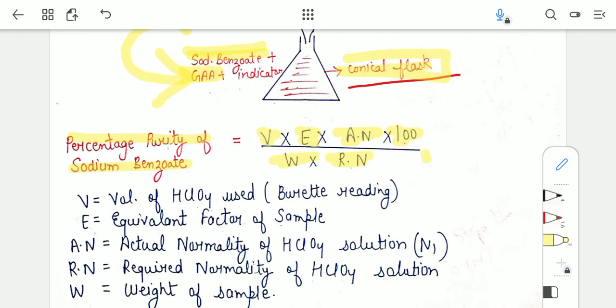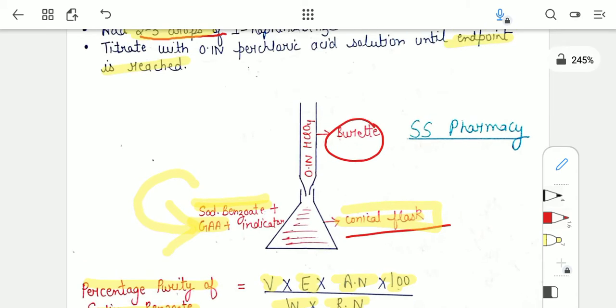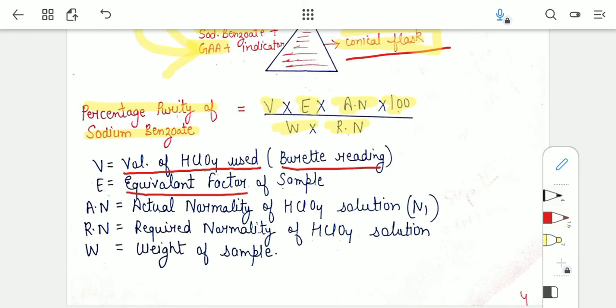Okay, so V here stands for the volume of perchloric acid used, which we can calculate from the burette reading. In the burette, this is our burette, we have taken perchloric acid here. So from the readings we can calculate how much perchloric acid has been used. Okay, so E is the equivalent factor of sample. This we will see how to calculate in a few minutes.